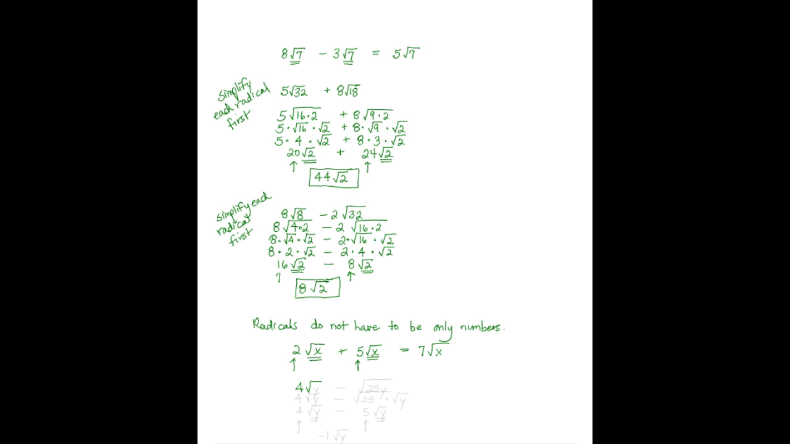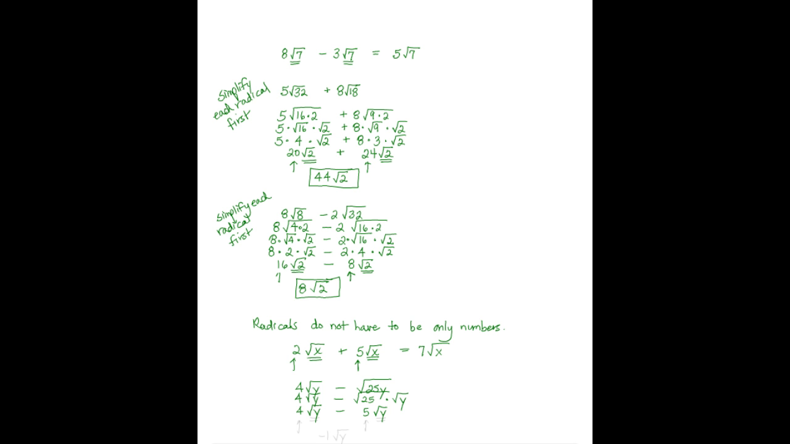What about 4 times the square root of y minus the square root of 25y? Four square root of y is in its most simple form. We need to simplify the square root of 25y. Square root of 25 times the square root of y. We can rewrite that as 5 times the square root of y.